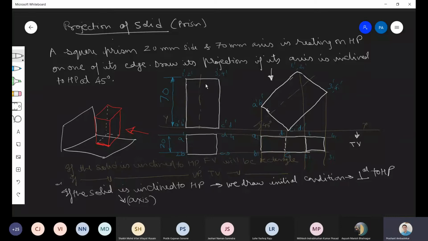Also you have to remember that the front view should touch the xy line. See, it is touching the xy line. Why? Because it is resting on HP. Now how to name this? We have bottom and we have top surface.